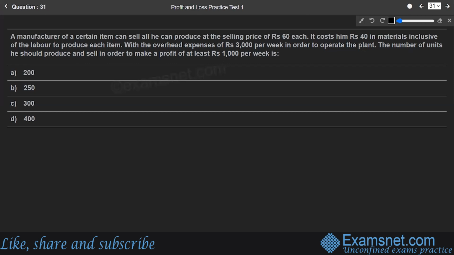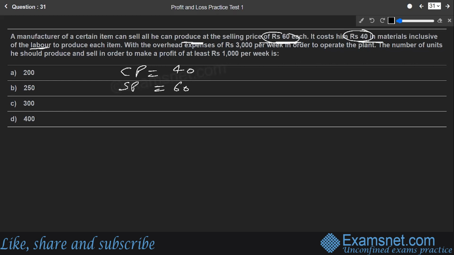Now, the question says a manufacturer of a certain item can sell all he can produce at the selling price of rupees 60 each. It costs him rupees 40 in material inclusive of the labor, so everything included, and then he can sell it at rupees 60 and the cost price is 40. Okay, so the cost price value, everything included, is 40 rupees, and the selling price value, all things included, is rupees 60, as they say.